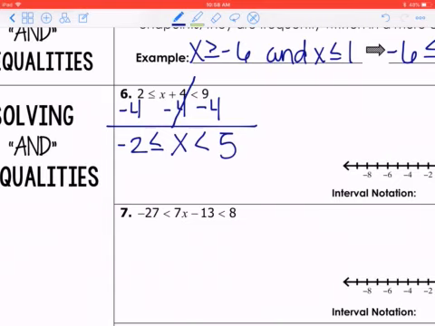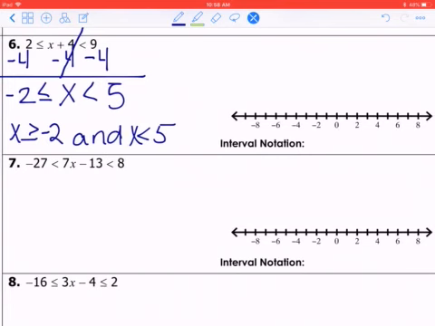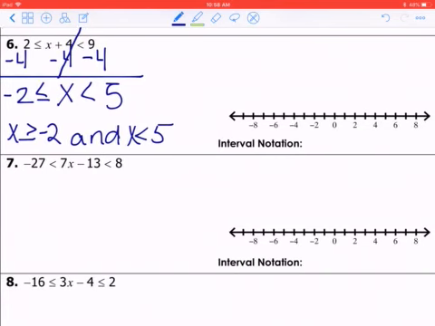Okay, from here we're going to graph. Really, this reads x is greater than or equal to negative 2. And this reads x is less than 5. So let's go ahead and graph those. X is what? Greater than negative 2? It's a closed dot. At 5, it's an open dot.